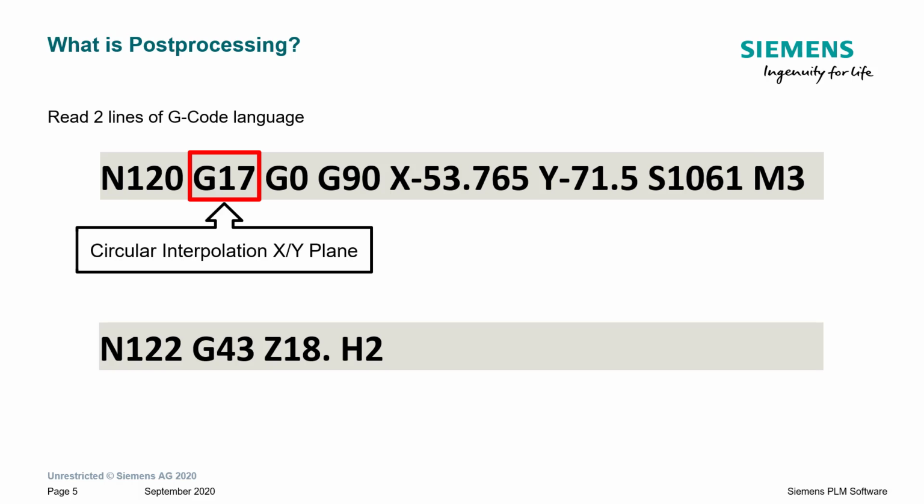This next bit is the first real instruction, and that is G17. G17 tells the machine tool that if I do any circular interpolation, in other words, if I try to make the tool cut a circle, I want to do that in the XY plane.